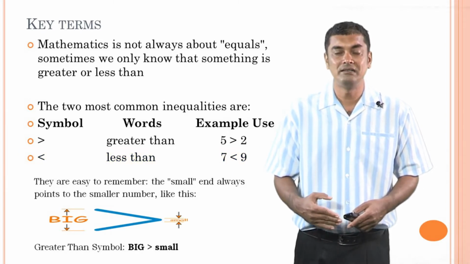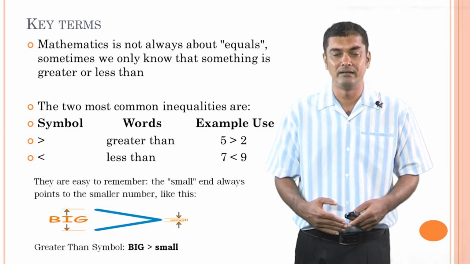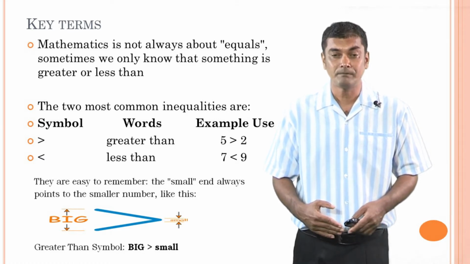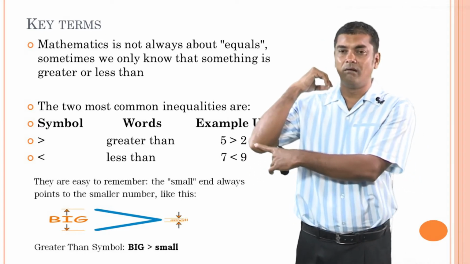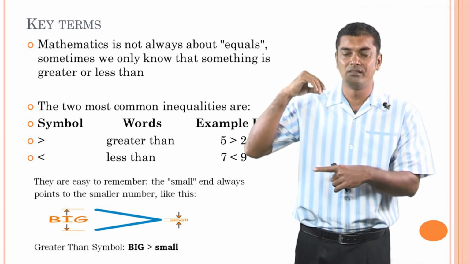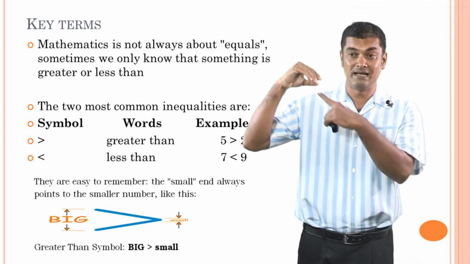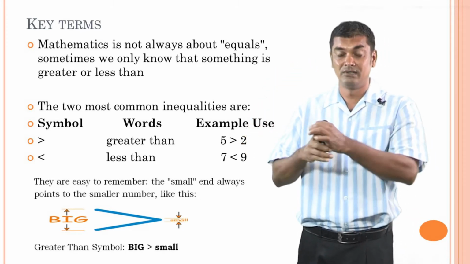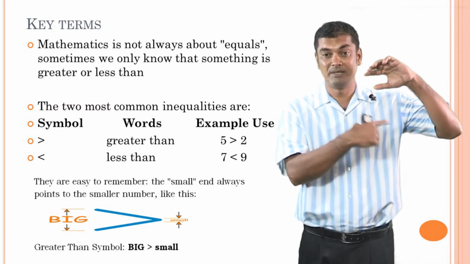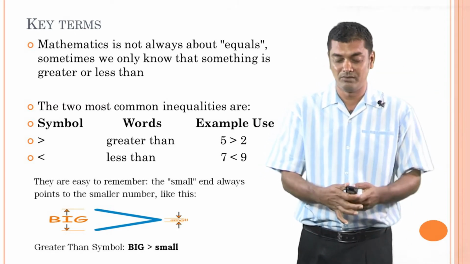Now how do we identify the less than and the more than? A practical example is the easy way. The small end always points to the small number. So take for example, look at my hand here. This should be the big number, this is the small number. Another example, this is the big number, this is the small number.